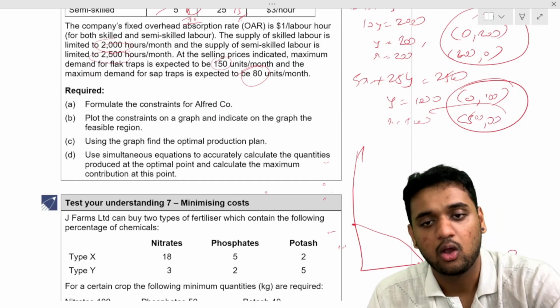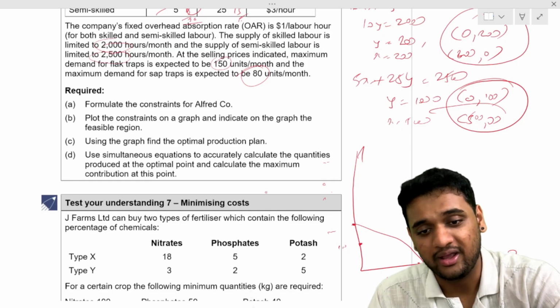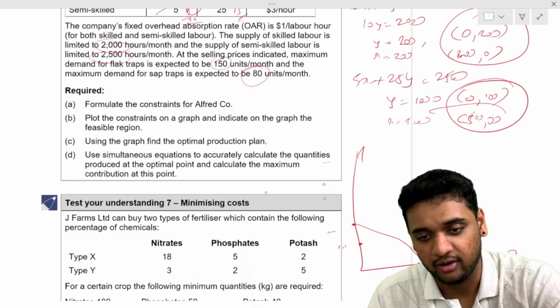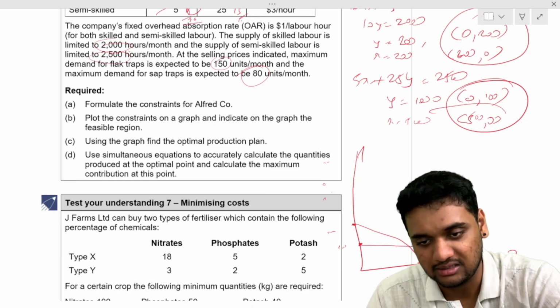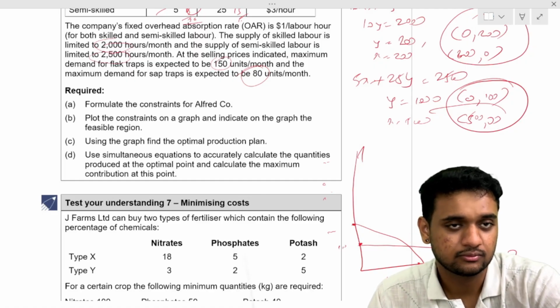Second, x is 0, y is 100. Y is 0, x is 500. So it will be like this.